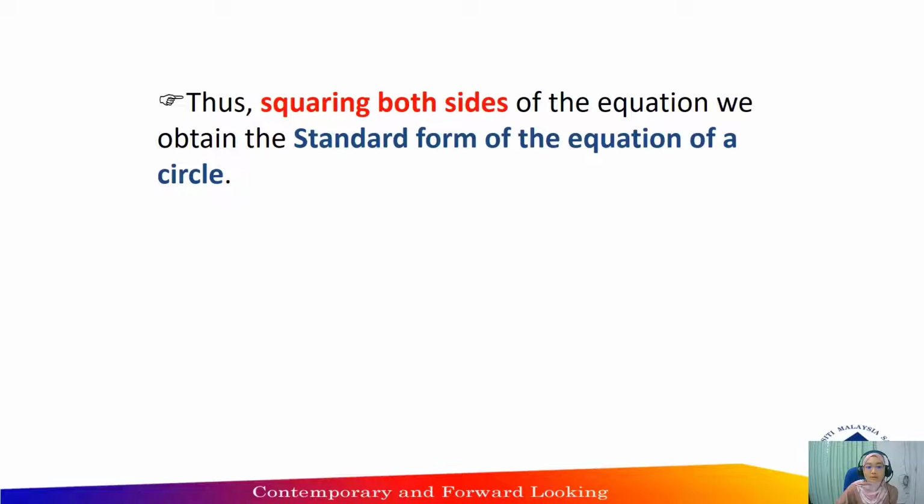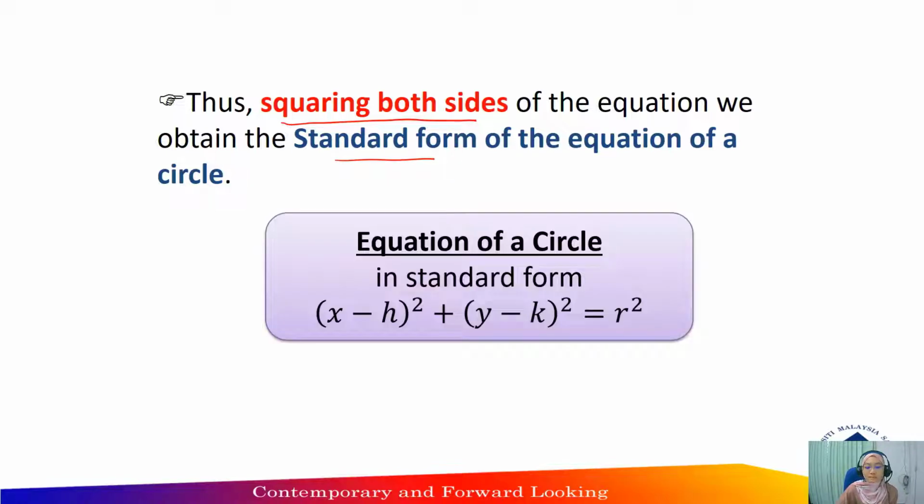Squaring both sides of the equation, we obtain the standard form of the equation of a circle. So to obtain the standard form of a circle, we need to square both sides. The equation of a circle in standard form is x minus h squared plus y minus k squared equals r squared.